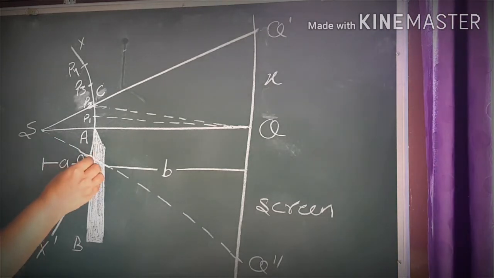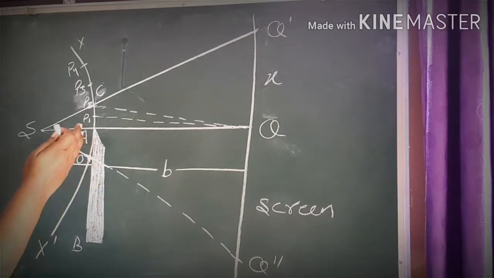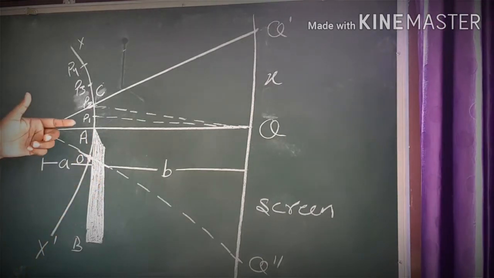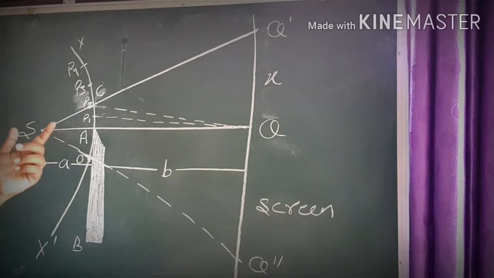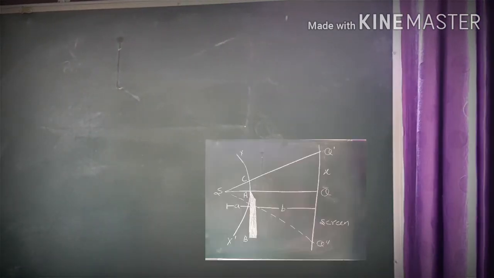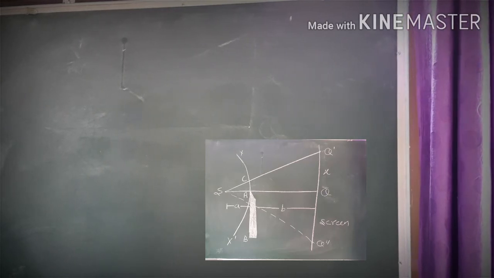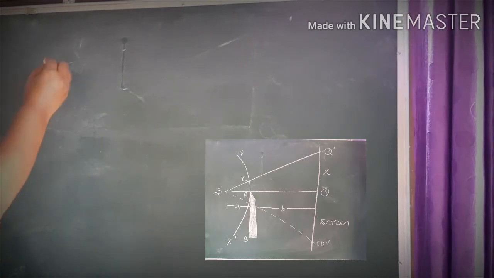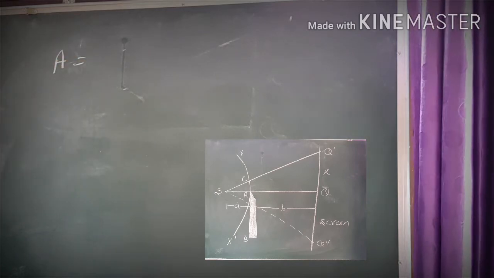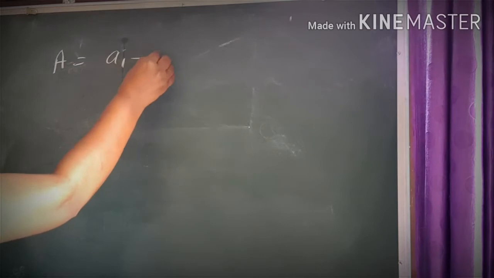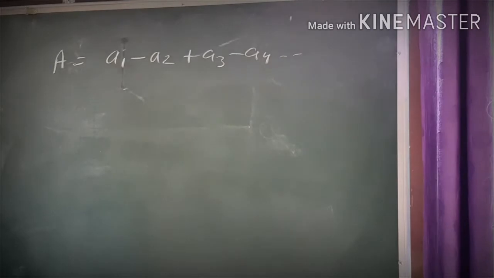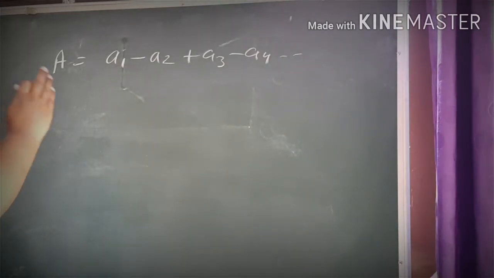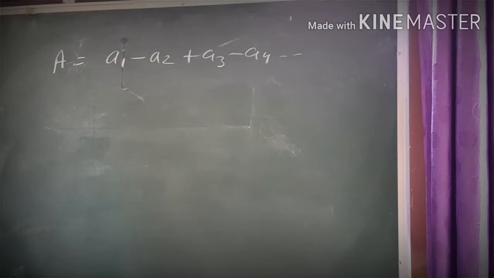Suppose the fractional half period zone which are obstructed by this obstacle is, if this is one half period zone. If only one half period zone is obstructed by this obstacle, we know the total amplitude by the complete wavefront is given by A1 minus A2 plus A3 minus A4 and so on. This is the amplitude due to whole wavefront.